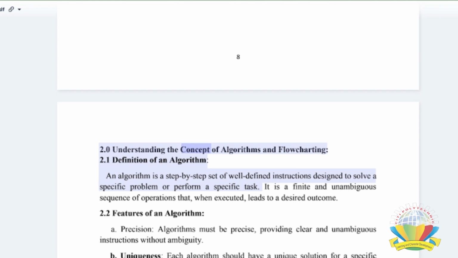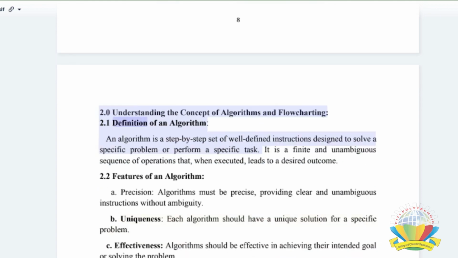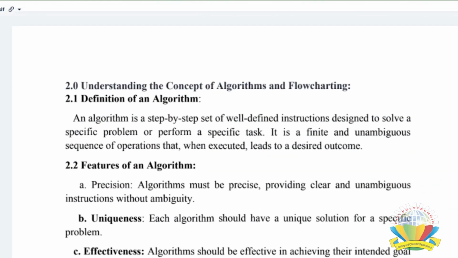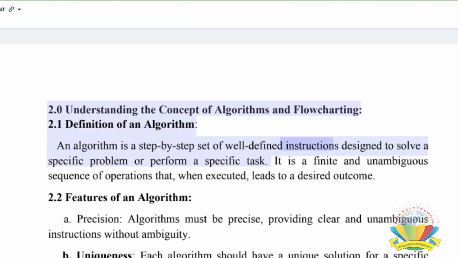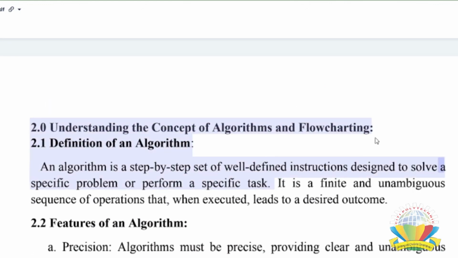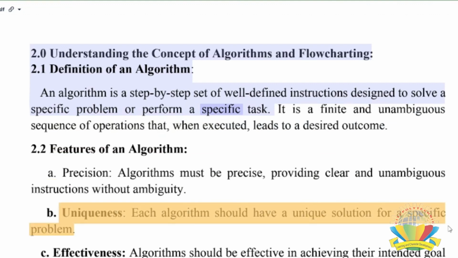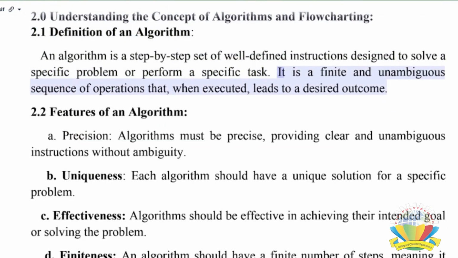2.0 Understanding the concept of algorithms and flowcharting. 2.1 Definition of an algorithm. An algorithm is a step-by-step set of well-defined instructions designed to solve a specific problem or perform a specific task. It is a finite and unambiguous sequence of operations that, when executed, leads to a desired outcome.